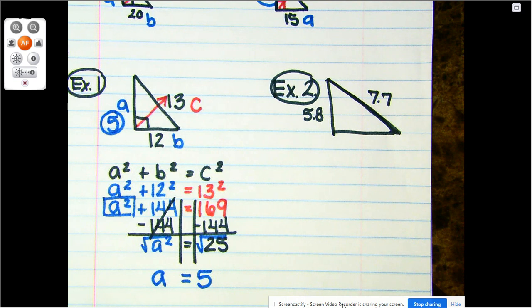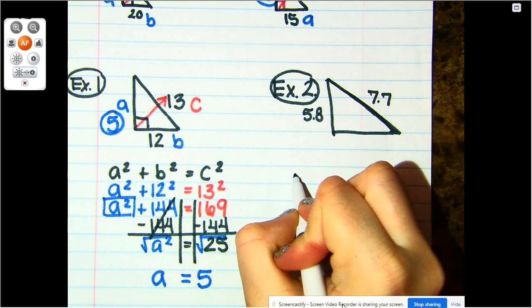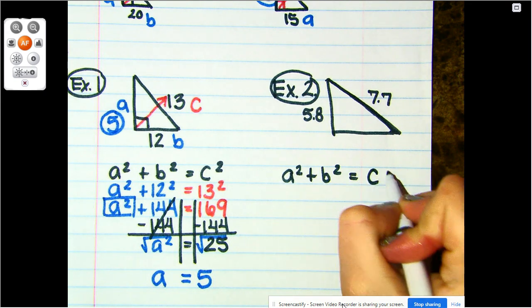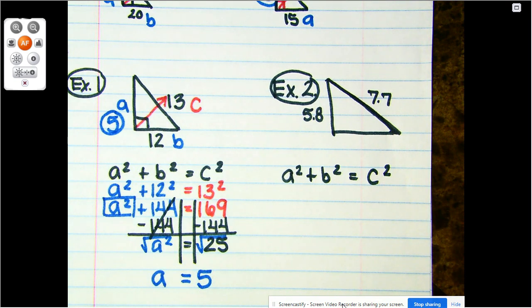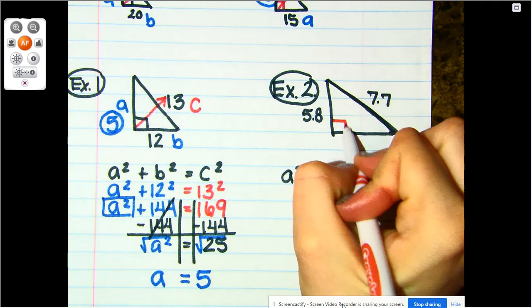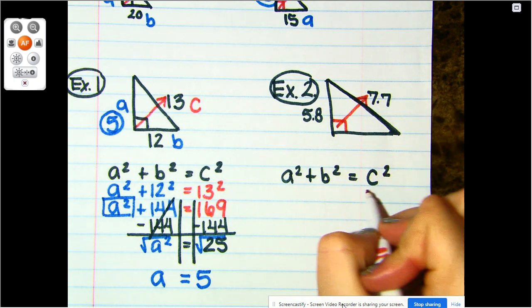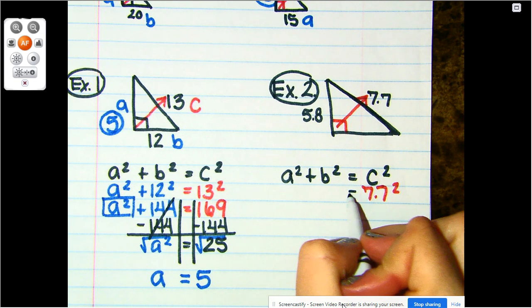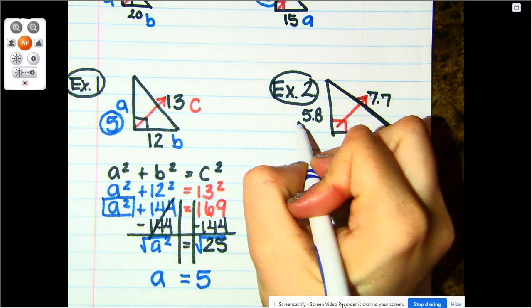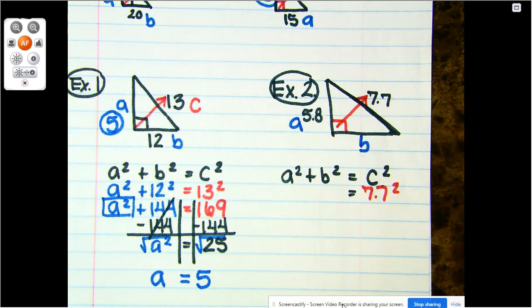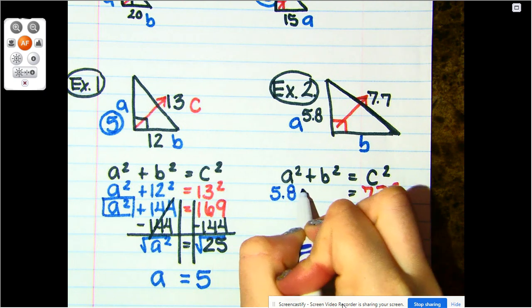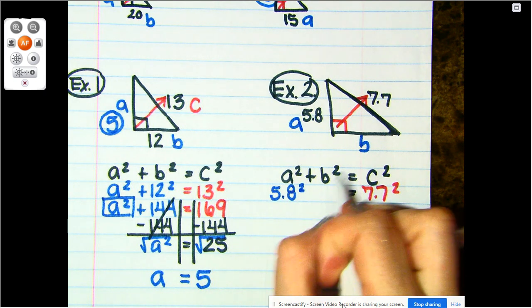We're going to apply the same concept to number 2, even though there are decimals. We know that our formula is A squared plus B squared equals C squared. I'm going to identify my right angle, and C is always across from that. So I'm going to put in 7.7 squared. I'm going to label my side lengths, or the legs of my triangle. So A, and we'll call this one B. Let's say A is given this time, so 5.8 squared. B is missing.